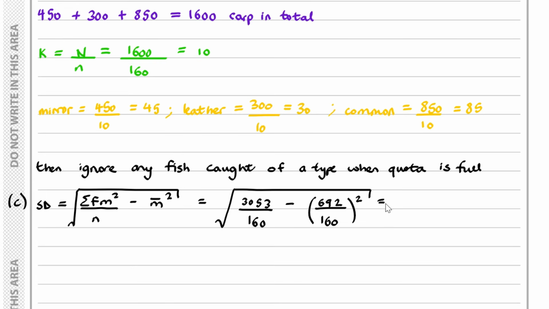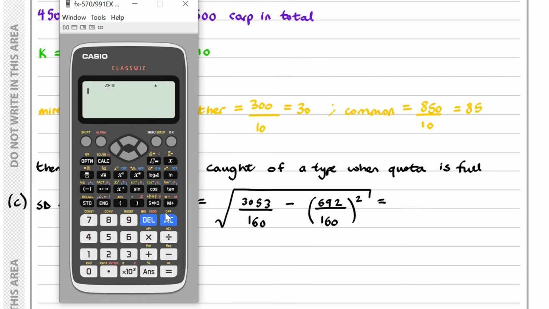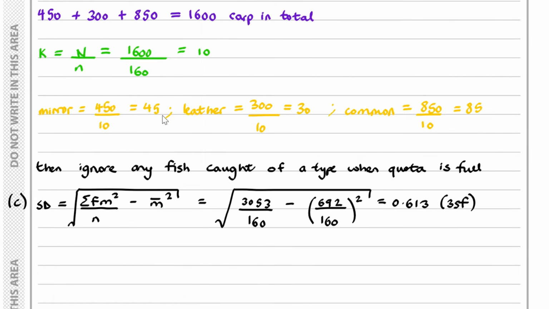So, if we work all of this out, let's use our calculator. We have the square root of 3053 divided by 160 minus 692 over 160 squared. It turns out we get 0.613 to 3 significant figures. Okay.